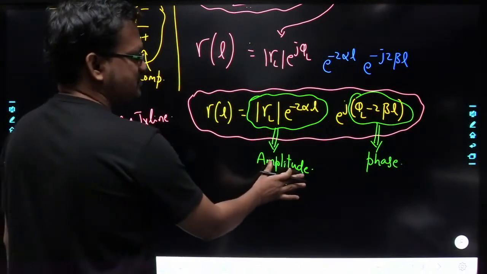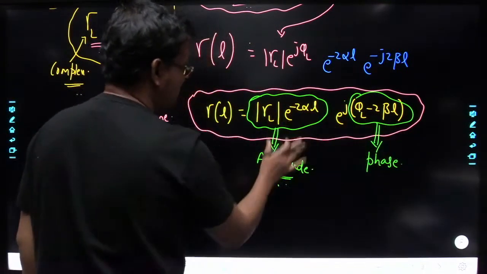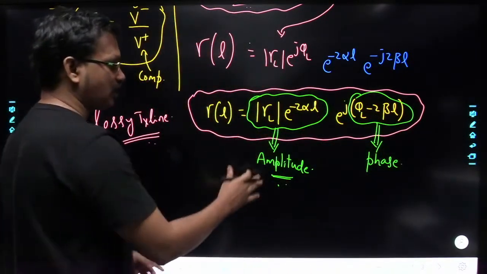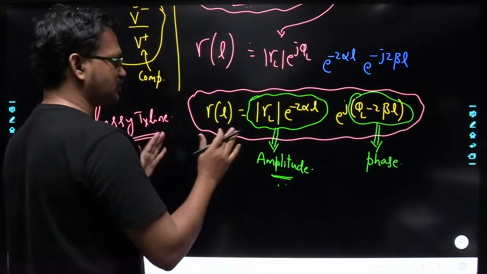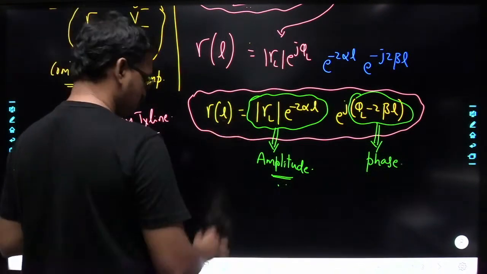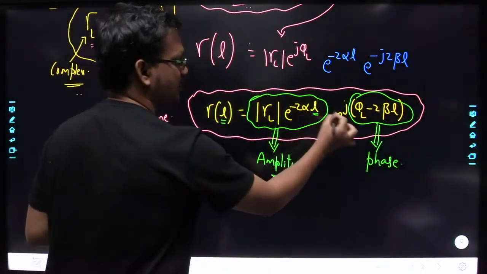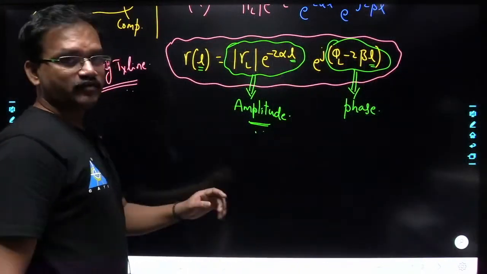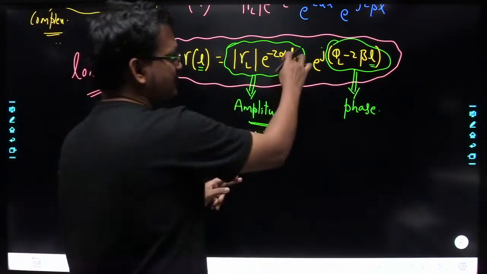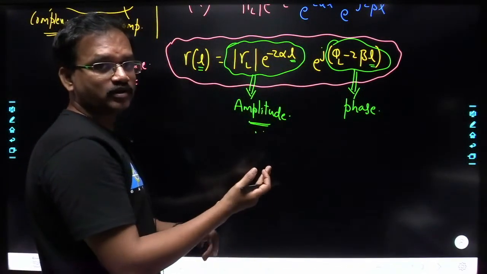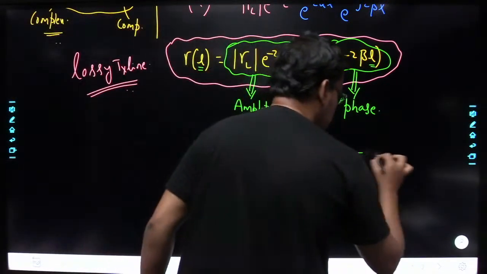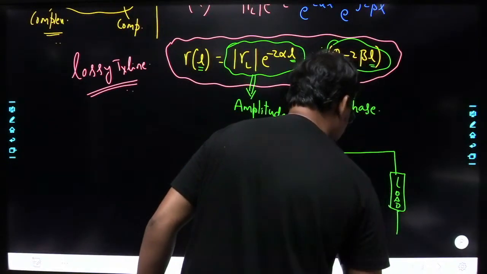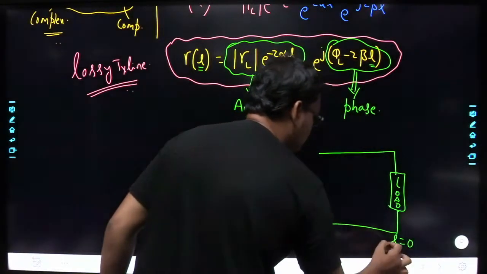So here this represents the amplitude of the reflection coefficient, and this represents the phase of the reflection coefficient. What we can observe here is that the reflection coefficient on the transmission line is a function of length. As you move on the transmission line from where to where? L represents the movement from load to source. We have considered our reference as the load.